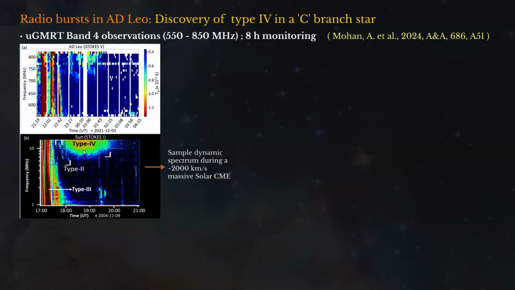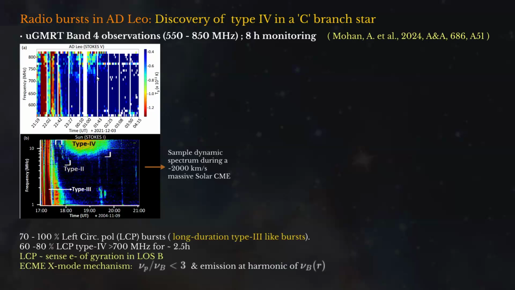So this is basically for comparison. Here you have one of the CME associated radio bursts on the sun. This was a dynamic spectrum from the sun during a halo CME moving at 2000 kilometers per second, a very fast halo CME. You can see these type 3s and a weak type 2, and then there's some sort of a type 4. And this is the AD Leo dynamic spectrum, which we saw, where you see these long duration type 3 like radio burst signatures and these band limited type 4s.